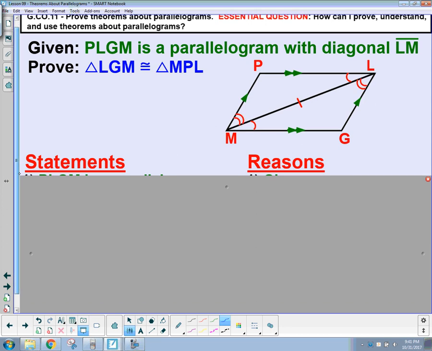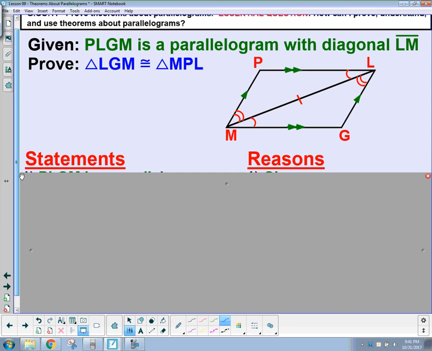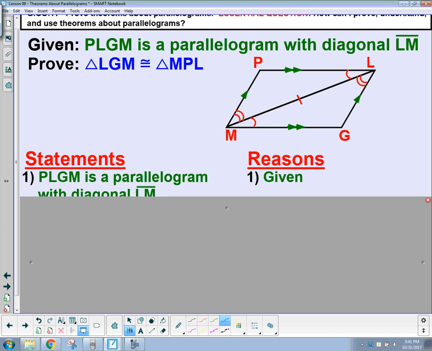Now, your steps might not be quite exactly like mine, but I just want to remind you that as long as you're justifying yourself correctly, it'll work. So, as always, the first one's given. I literally just copied what was given.